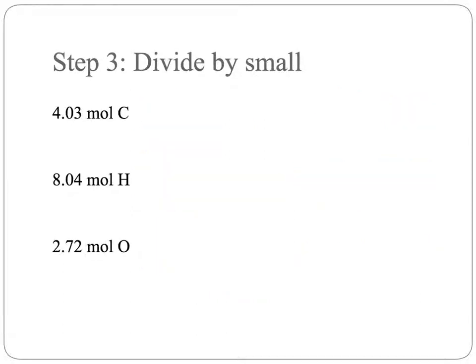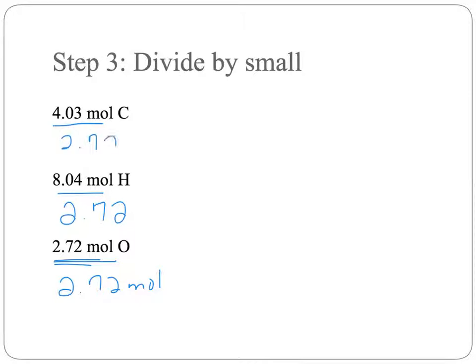Now that you have the moles, the next step is to divide by small. That means you take the different mole values and look to see what is the smallest. Of course, between these three, the smallest will be the 2.72. And so you're going to divide each of these mole values by 2.72 moles. And that's going to cancel out your mole value, and we're just going to be left with a number, which is what you want because we're eventually going to be heading towards the subscript in our formula.